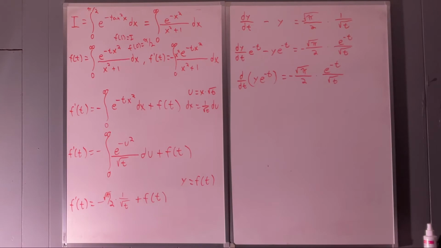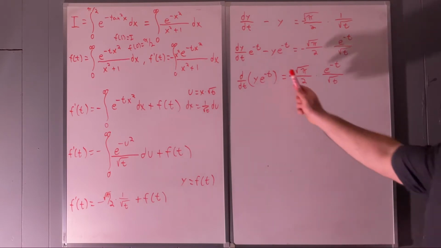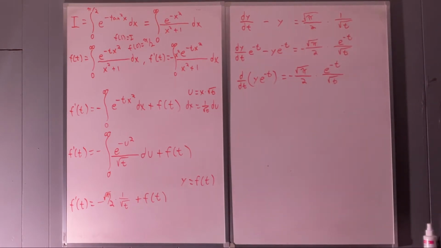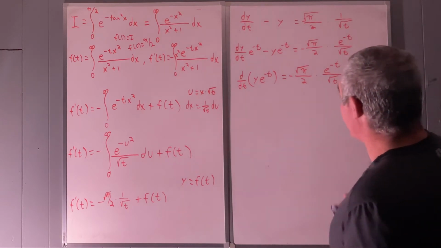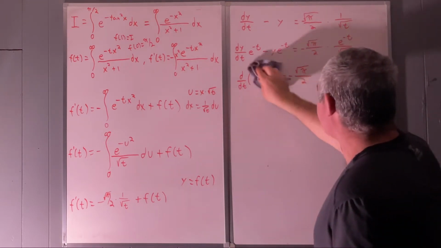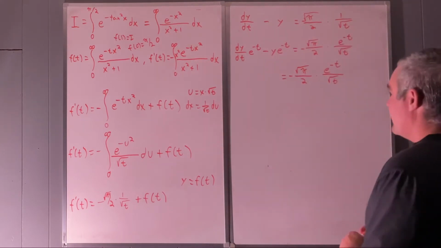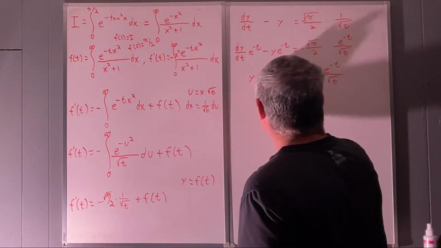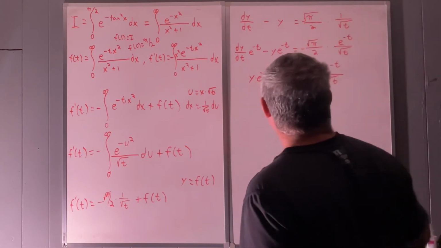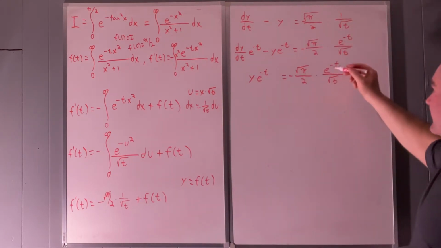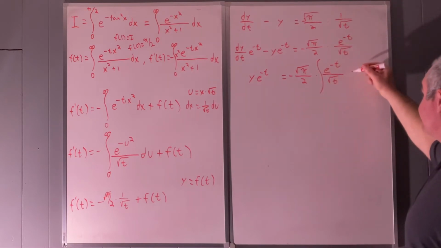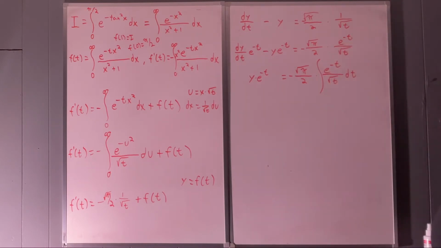Okay, now what? This is kind of weird, so let's get rid of that derivative by taking an antiderivative on both sides. On this side you'll just get y e to the negative t, and on this side, you just get this. Does that help us? Not really, not yet. It does, but it's hard to see how it does at this point.